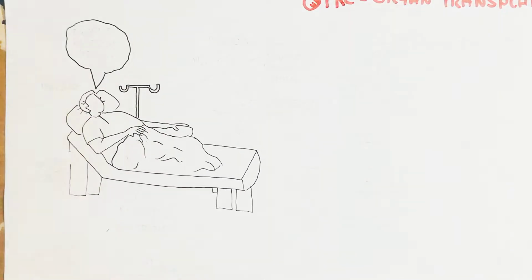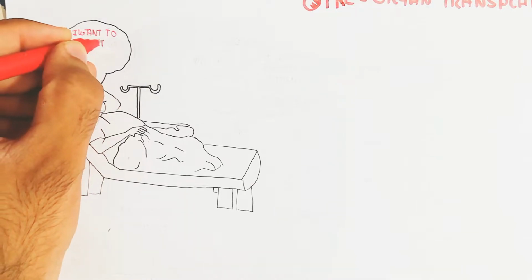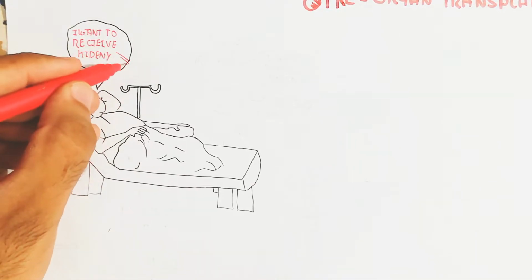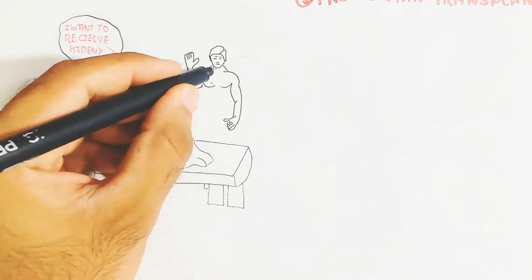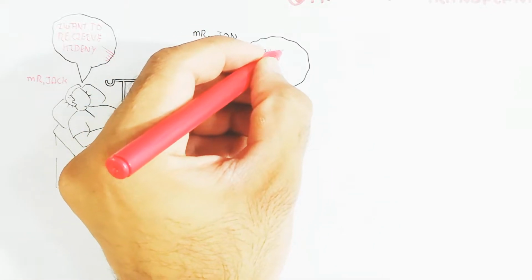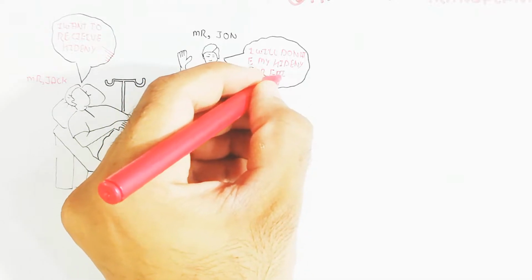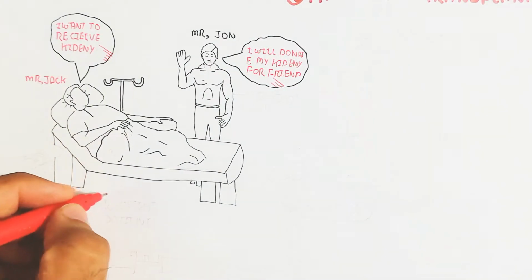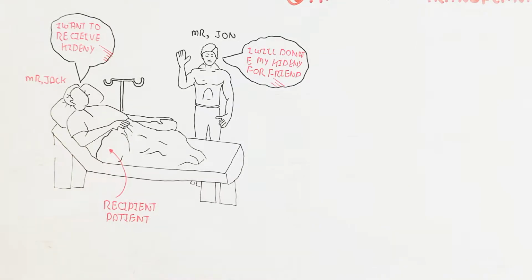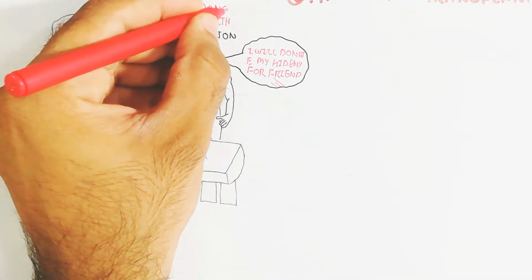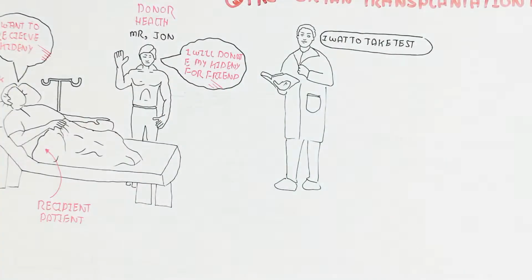So here is the patient. The patient's name is Mr. Jack, for example. He is saying that he wants to receive a kidney because he is a kidney failure patient. So this is known as the recipient patient. On the other hand, the healthy person who is committed to donation is known as the donor, Mr. John, and he is saying that he will donate a kidney for a friend. So this is the healthy person, Mr. John.